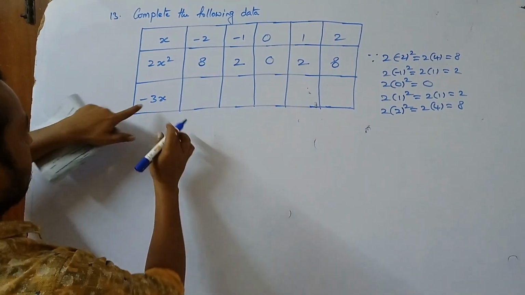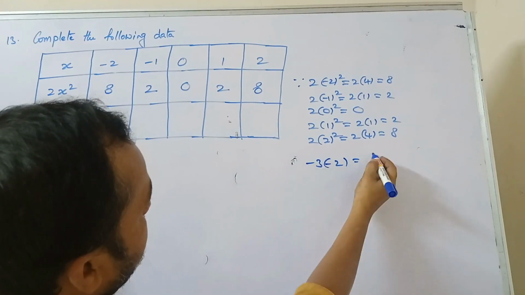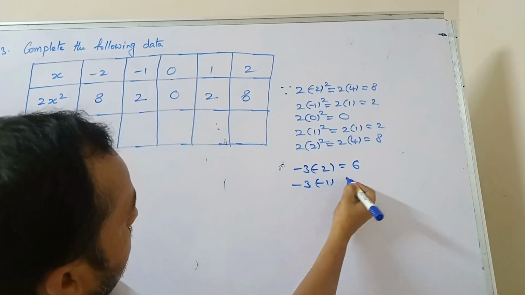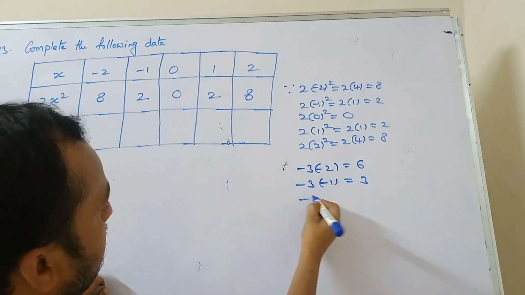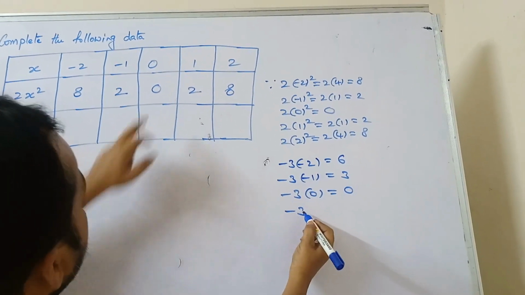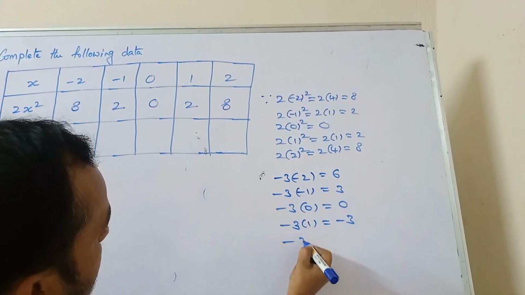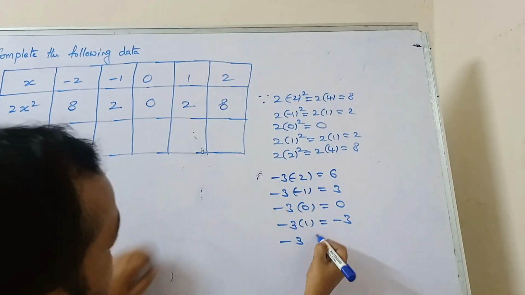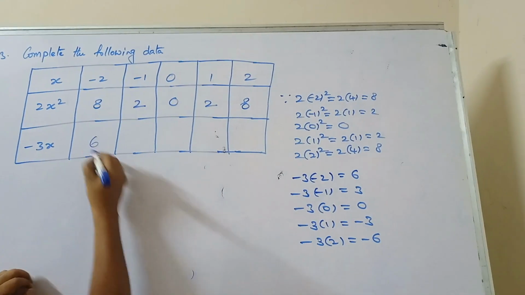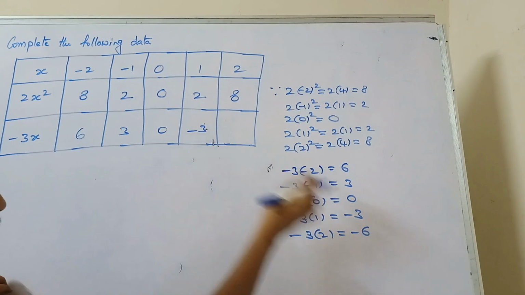Next, minus 3x. Now take x as minus 2: minus 3 times minus 2 is plus 6. Take x as minus 1: minus 3 times minus 1 is 3. Take x as 0: 0 into anything is 0. Take x as 1: minus 3 ones is minus 3. Take x as 2: minus 3 twos is minus 6. Write down here 6, 3, 0, minus 3, minus 6.